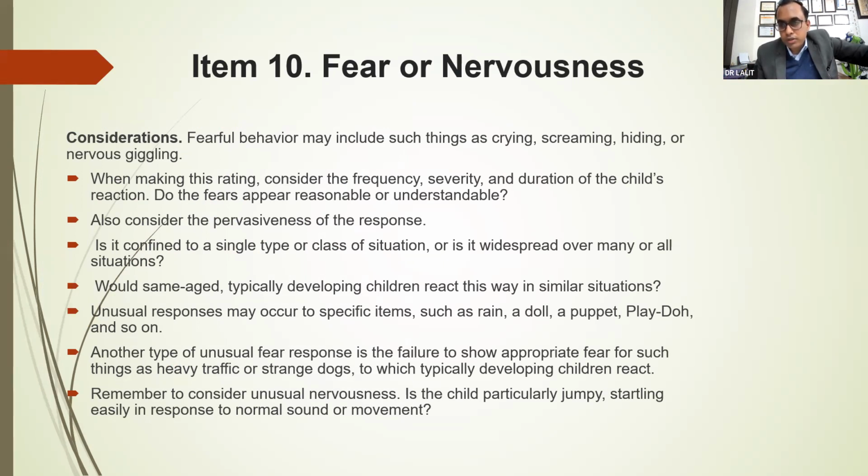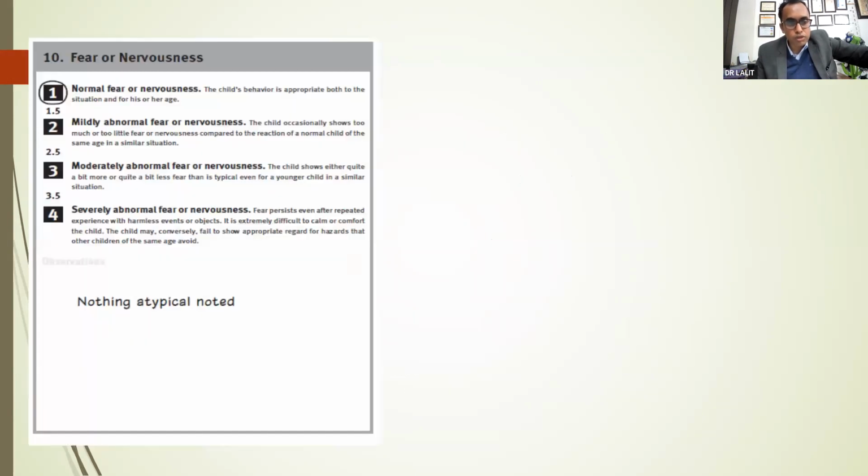On the contrary, he might get very frightened by raindrops coming, by just a small insect on the floor, or by just seeing a fly in the room. So you have to take into consideration the positive side as well as the negative side, whether it is an extreme behavior or a very low fear, which normally doesn't happen in a child of that particular age. Both extremes need to be considered when assessing fear or nervousness. In this category again, no atypical behavior was noted, so a score of 1 has been given.